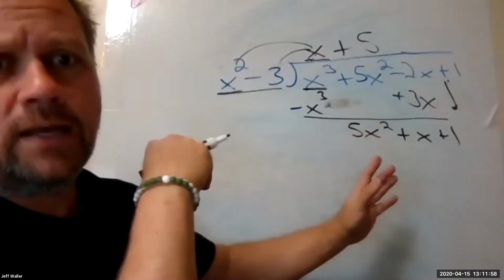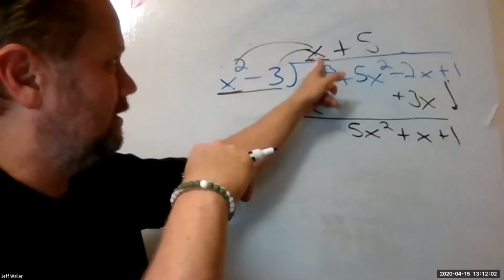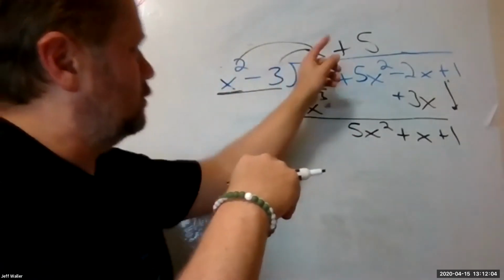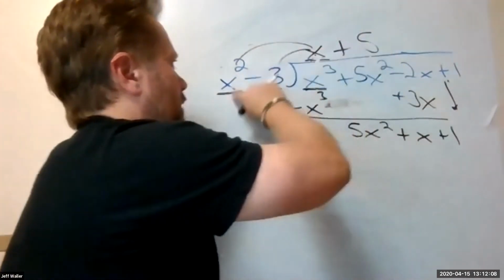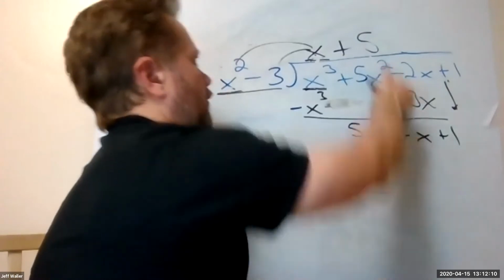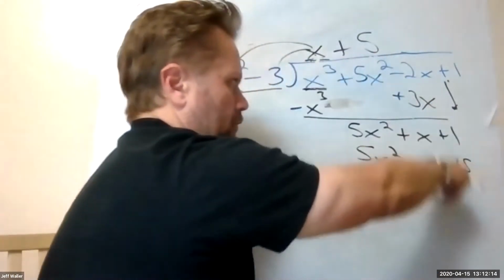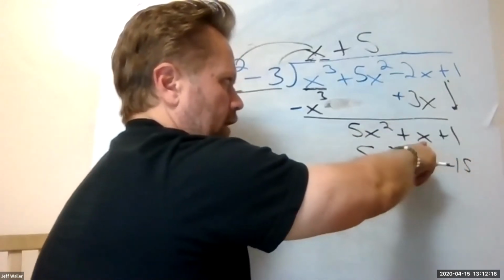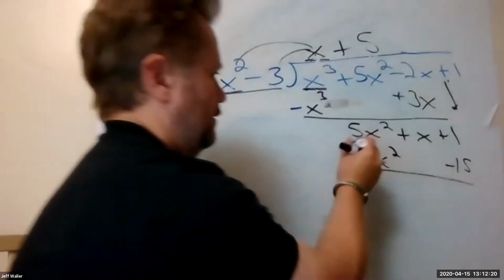Does everybody see that? X squared times what is x cubed? X. No. X squared times what is 5x squared? 5. 5 times x squared is 5x squared. 5 times negative 3 is minus 15. Let me line those up, right? It's not like terms for this one. And then I change the sign.